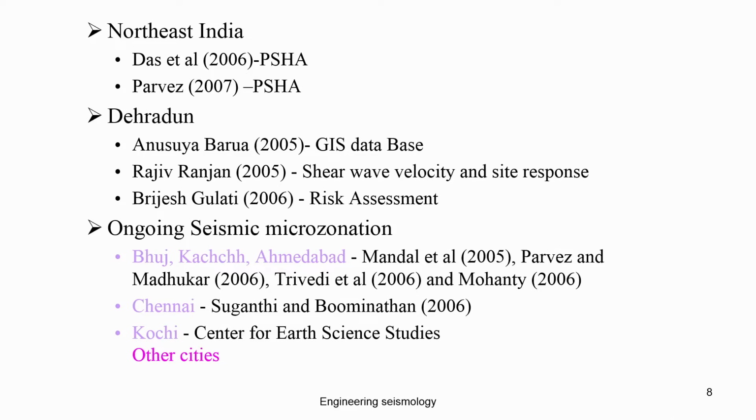Some of these cities are Bhuj, Kutch, Ahmedabad, Chennai, Kochi, Mangalore, Coimbatore, and then Bhubaneswar. Even recently, 8 more cities have been awarded the contract to IIT Gandhinagar for microzonation. I will give you a glimpse of some of the major work completed as part of these microzonation studies.